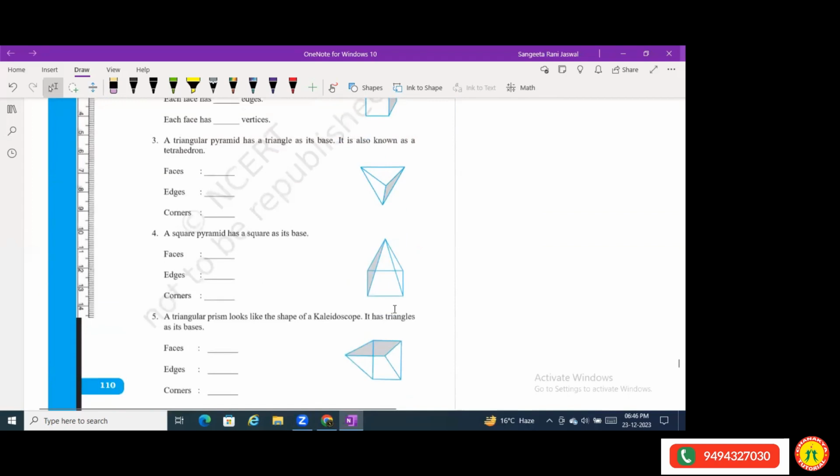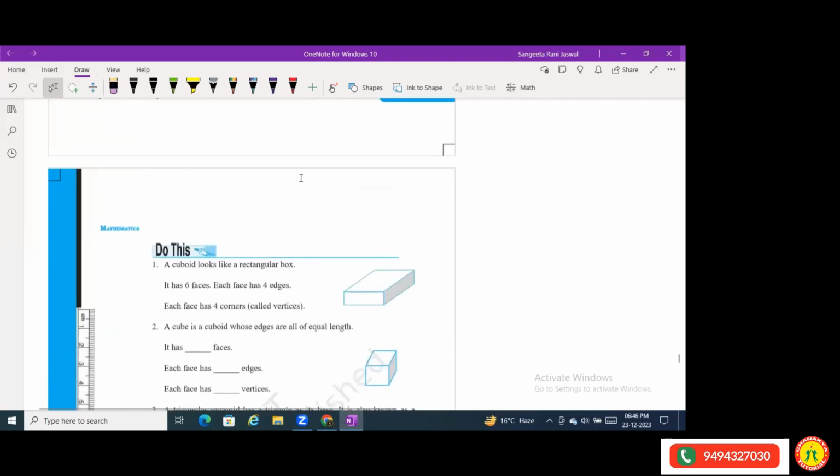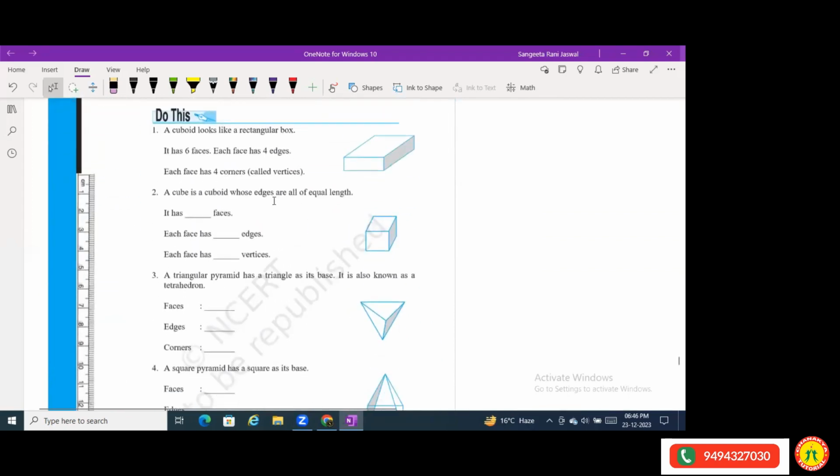See, you must do this. This is an exercise part. This is the example part in your book. Although you have done this in your junior classes, you must still look into it. A cuboid looks like a rectangular box. It has six faces, twelve edges, eight corners.